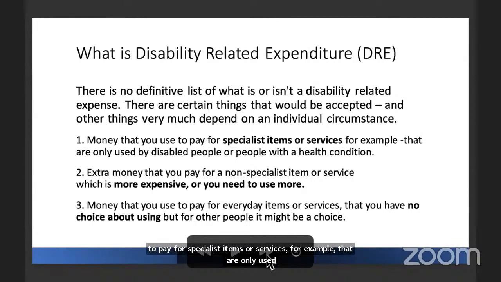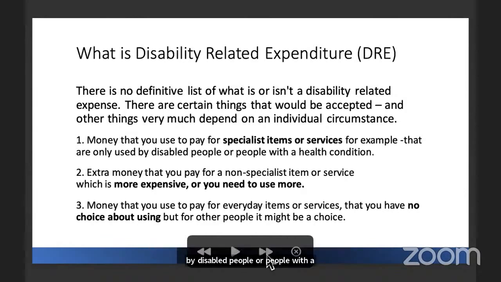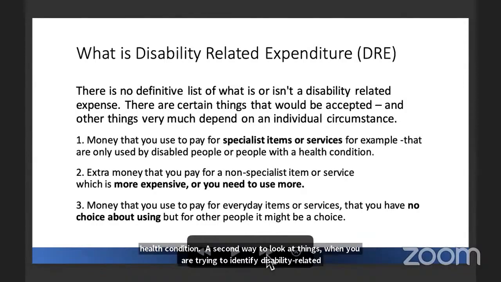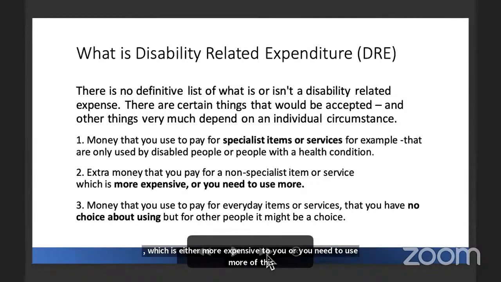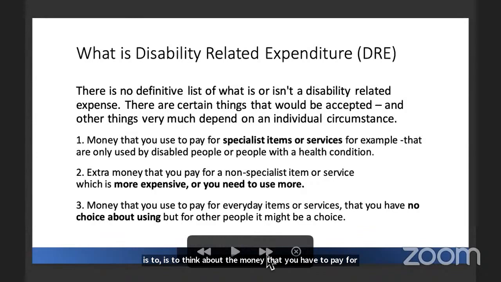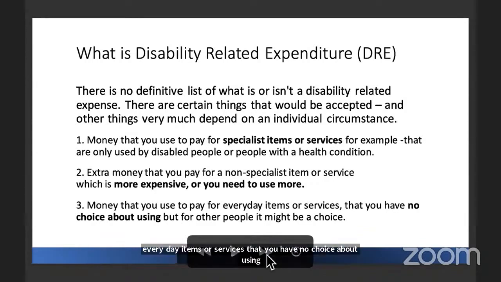A second way of looking at things, when you're trying to identify disability-related expenses, is any extra money that you have to pay for a non-specialist item or service, which is either more expensive to you or you need to use more of. And the third way is to think about the money that you have to pay for everyday items or services that you have no choice about using because you're a disabled person or you have a health condition, but for other people, it might be a choice.